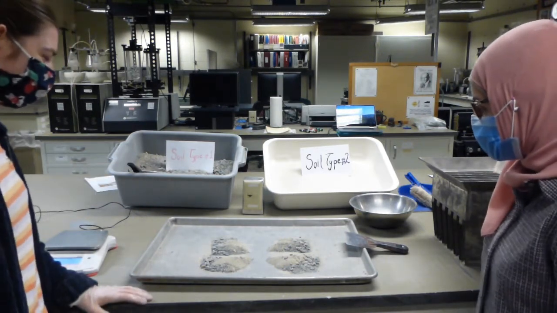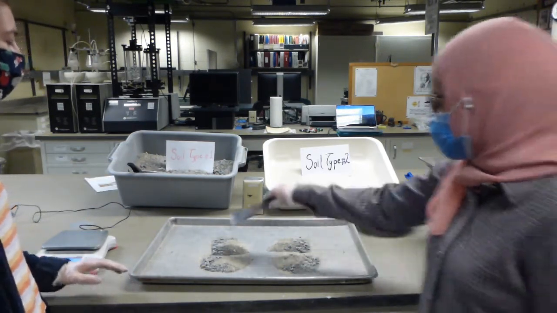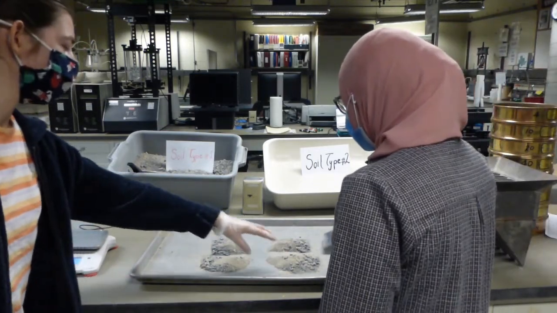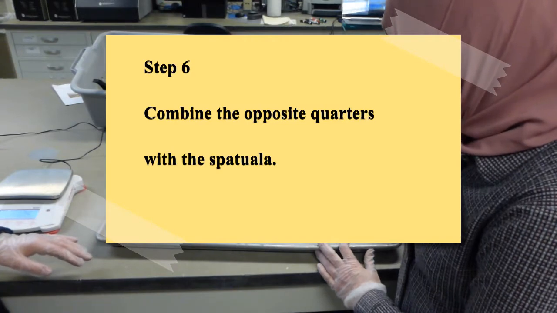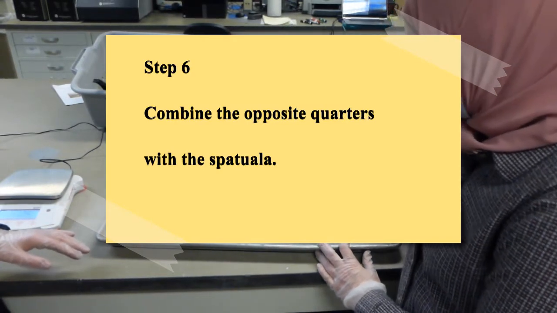After we quarter the soil, we're going to want to combine the top right with the bottom left and the top left with the bottom right. Heba will start the 6th step by using the spatula to combine these quarters.